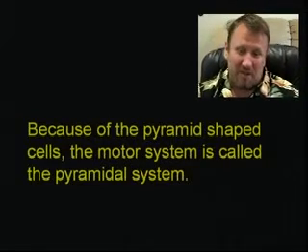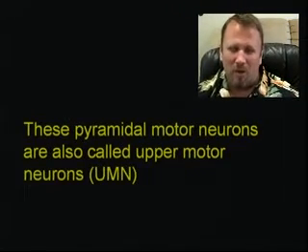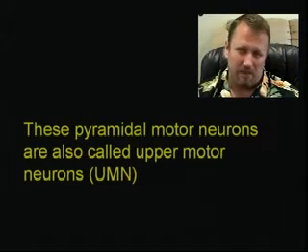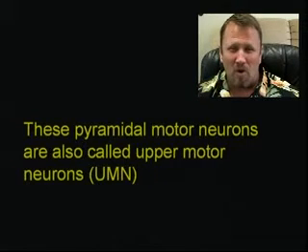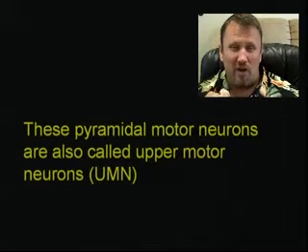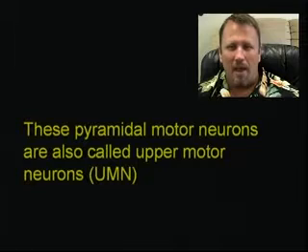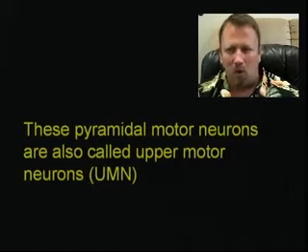Because of the pyramid-shaped cells, the motor system is called the pyramidal system. These pyramidal motor neurons that begin in the primary motor cortex and end up in the spinal cord are also called upper motor neurons. Your book might talk about all sorts of other upper motor neurons, but in a clinical setting, the neuron fibers that come from the primary motor cortex and go down into the spinal cord and carry voluntary muscle signal, those clinically are what we call the upper motor neurons.